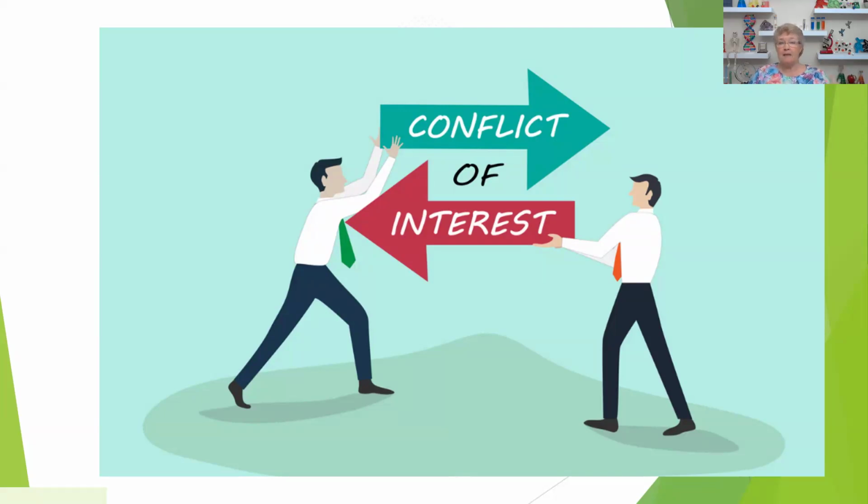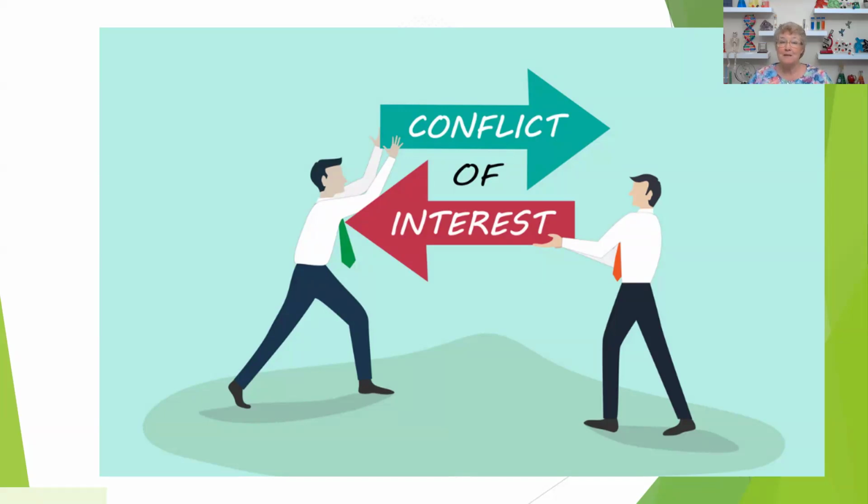The example they give in the book is, suppose scientists are receiving funds to test a new anti-cancer drug. They're getting that money from somewhere. If research experiments show that the drug is not very effective, think about it. You're getting money to test this drug from a drug company, and your research shows that the drug is not very effective. You might be tempted to conceal those results so that you don't lose your funding.